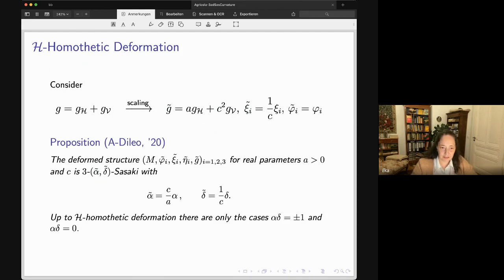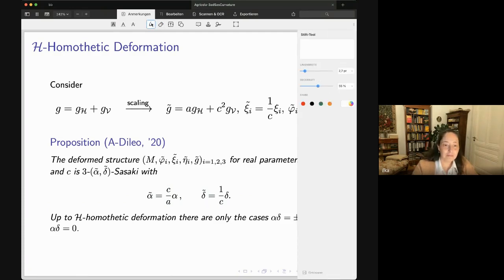And alpha tilde is just, marking formulas is not so good. Wait a second. Should have some marker here. Let's try. Yeah, voila. Okay. So we do have a formula for how to change alpha and delta. And we see, so alpha tilde becomes scaled with C over A, whereas delta is scaled with 1 over C.